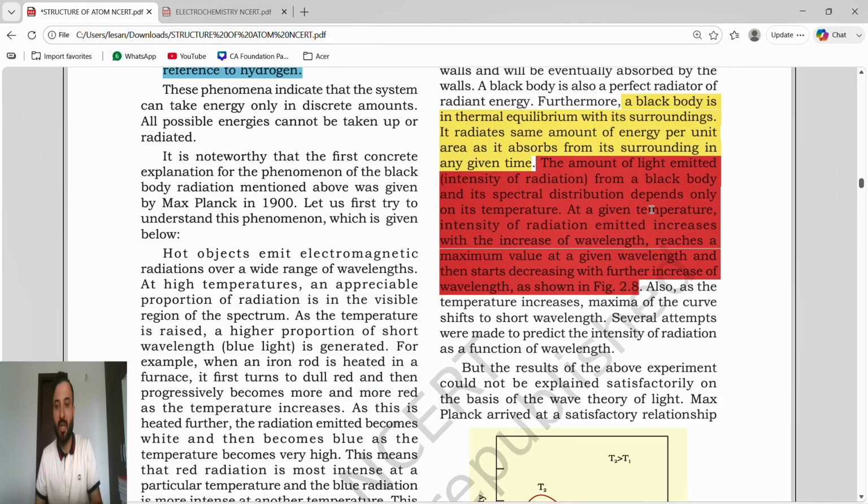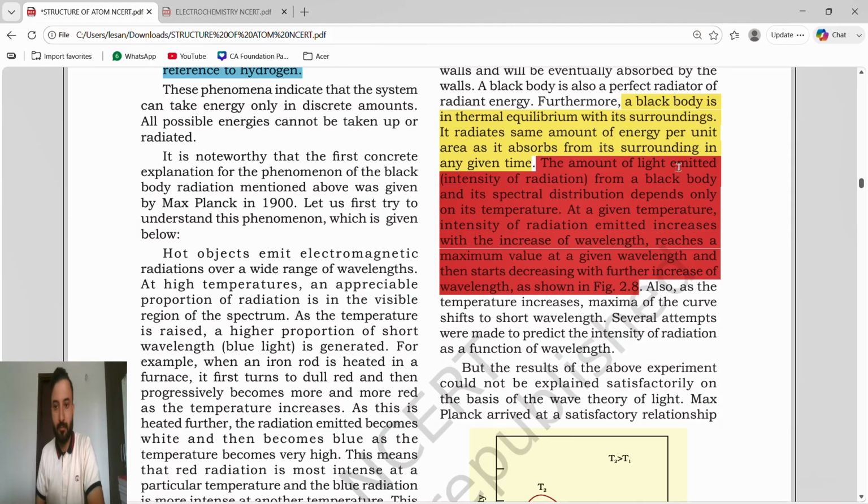See, the amount of light emitted from a black body. Amount of light emitted means intensity of radiation, correct? Amount of light emitting is a radiation form, and intensity means how much amount is releasing. If less amount is releasing, I will say less intensity; if high amount is releasing, I will say high intensity. If you study with less energy, you show less intensity; with higher energy, high intensity, correct?